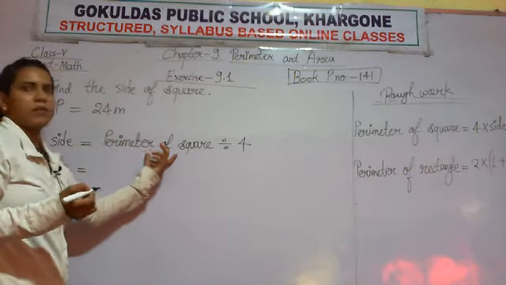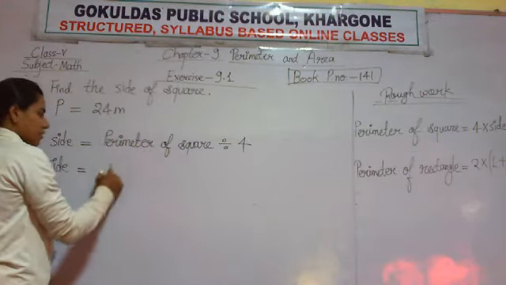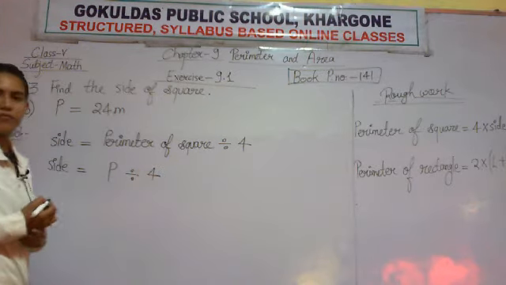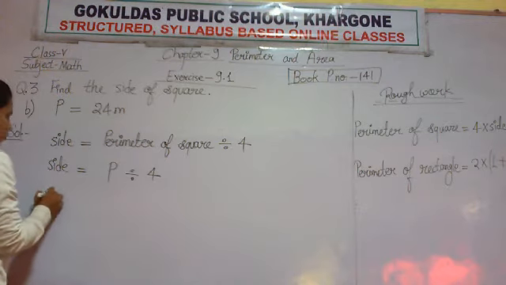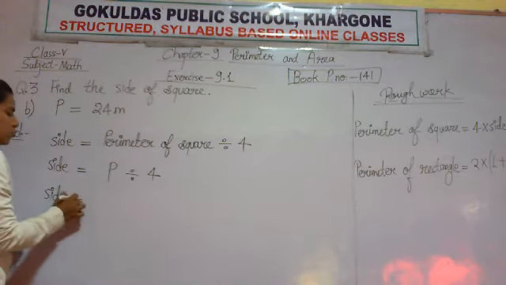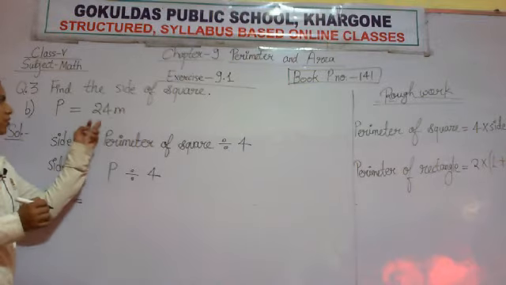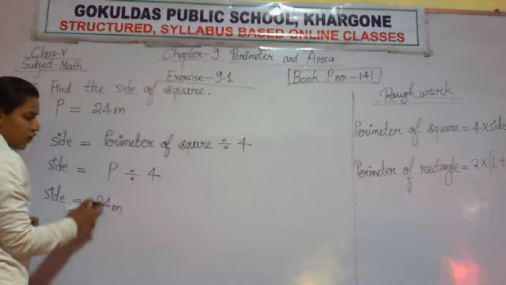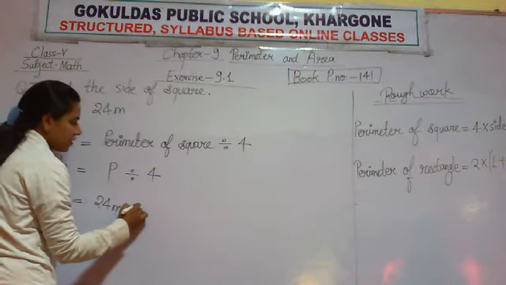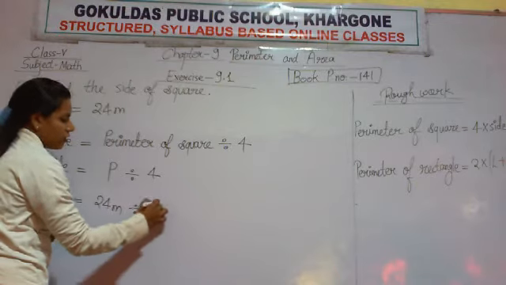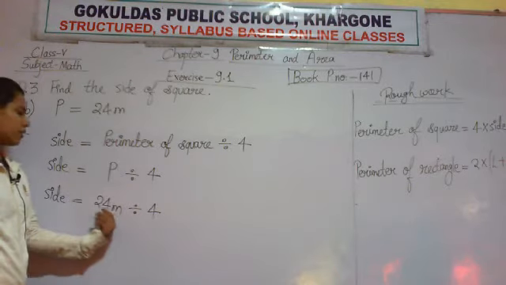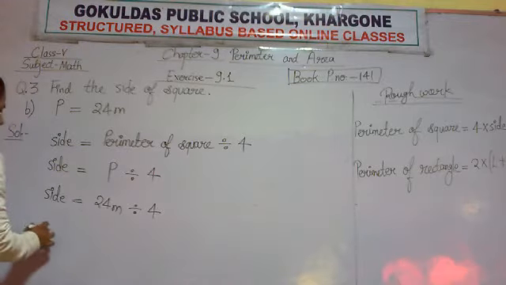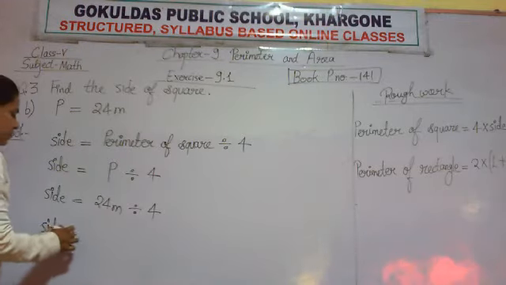Now we can write perimeter of a square. We can denote it by the capital letter P. P divided by 4. Okay. Now side equals to, what is the value of P given? 24. So write 24 meter at the place of P. Then divide symbol. Then 4. So in this step, what it means? 24 meter divided by 4. Right? Now solve this step in rough work.